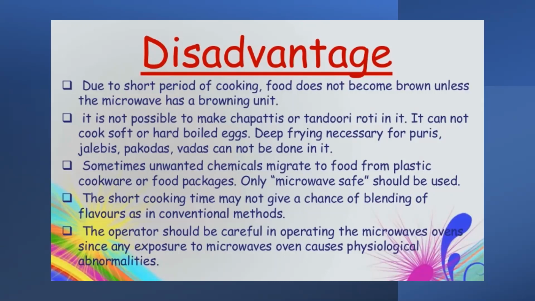Sometimes unwanted chemicals migrate to food from plastic cookware or food packages. Only microwave-safe cookware should be used. So we cannot use all kinds of utensils. Only those utensils which are marked microwave safe can be used for this cooking process. The short cooking time may not give a chance for blending of flavors as in conventional methods. The operator should be careful in operating the microwave oven since any exposure to microwaves causes physiological abnormalities.